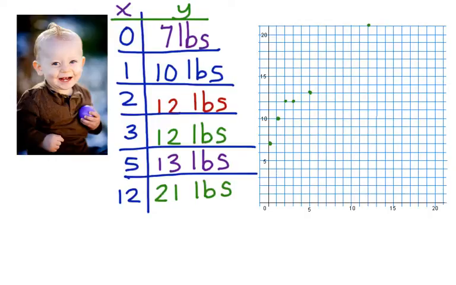Now, while our data doesn't form a completely straight line, it is still a linear model, and we can draw a line of best fit that comes right through here like this, which is used to represent how a baby's weight changes through the first year of life.